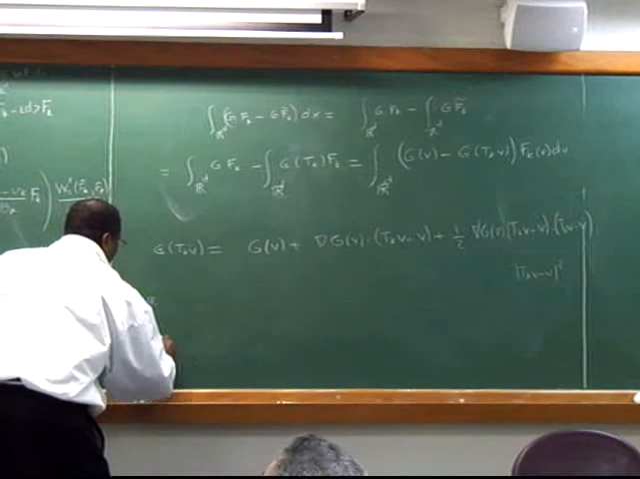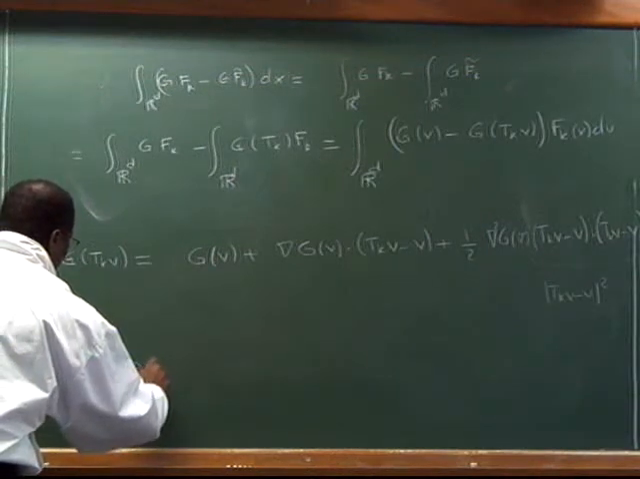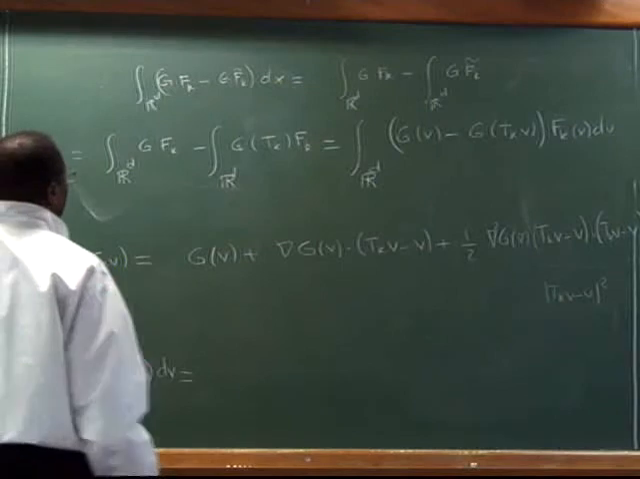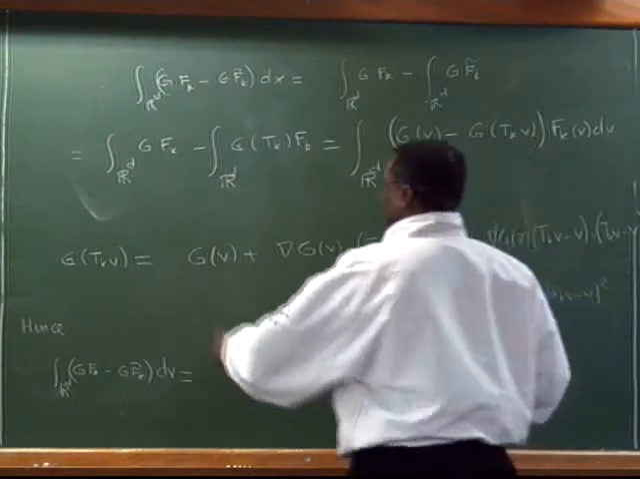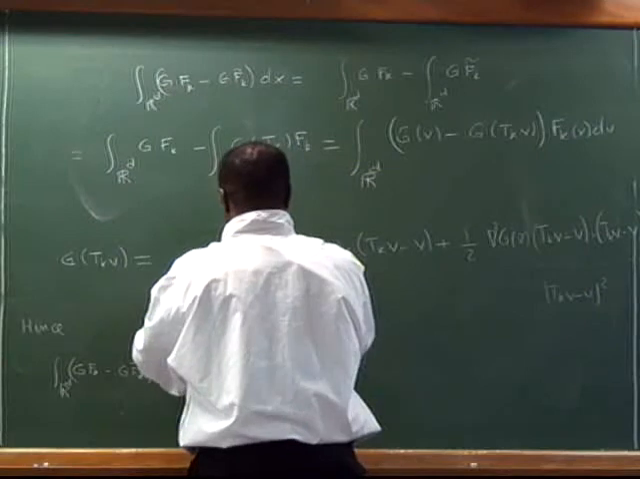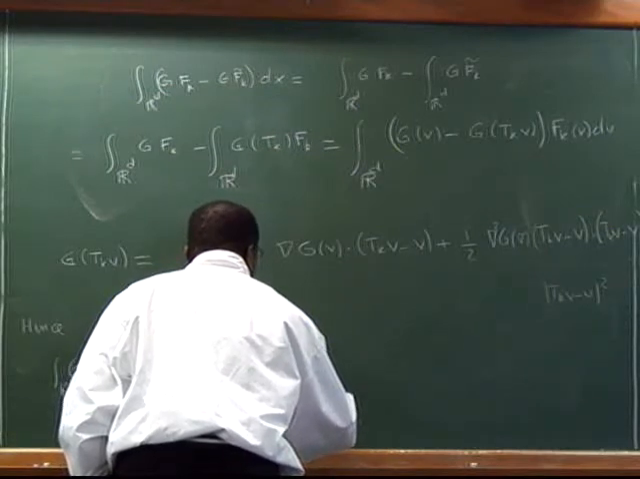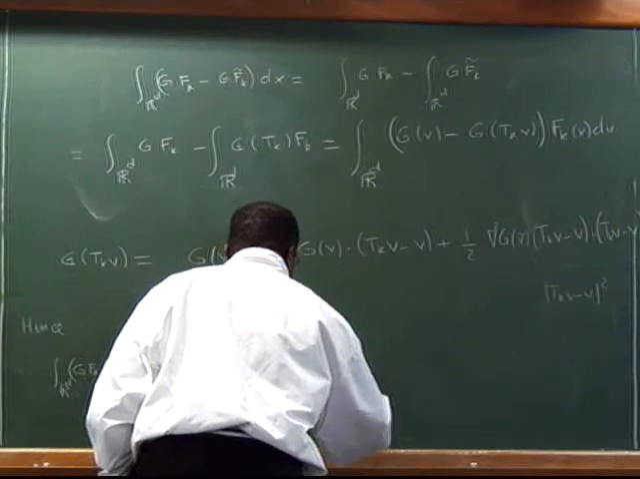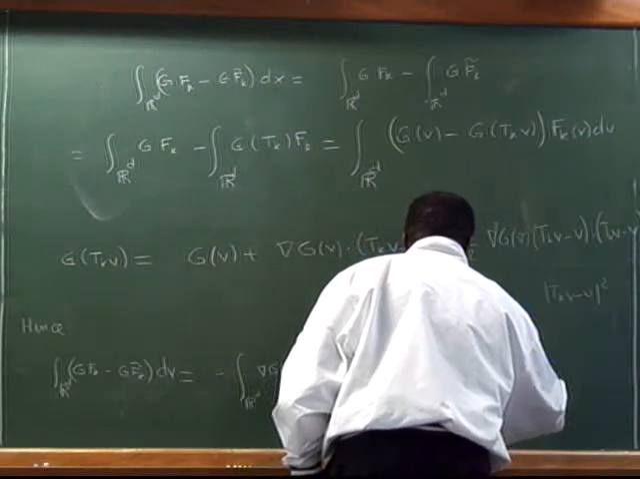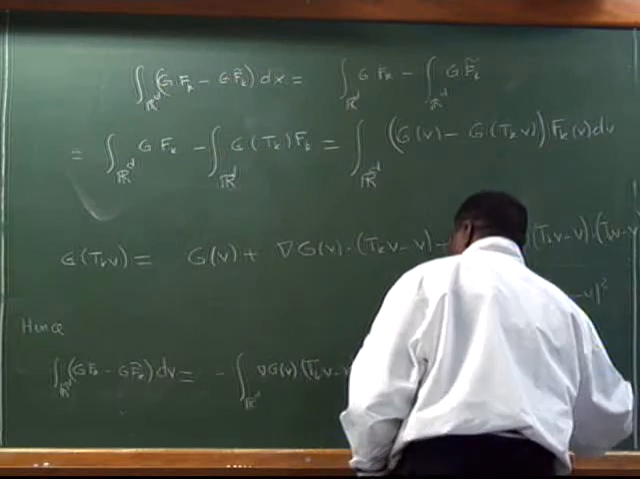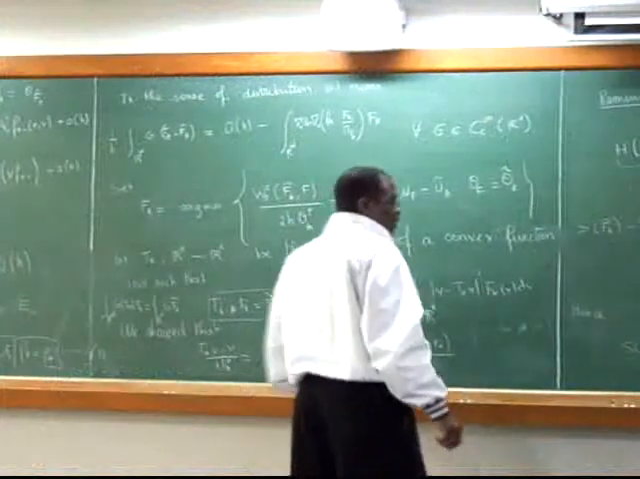the integral over R^d of g f_k minus g f̃_k dv is equal to, I want to compute g(v) minus g(T_k v). So g(v) minus g(T_k v), I am going to move this to that side. It will be negative the integral over R^d of the gradient of g(v), T_k v minus v, f_k, plus a capital O of the Wasserstein distance squared between f_k and f̃_k. And I'm going to substitute T_k v minus v by what it is.